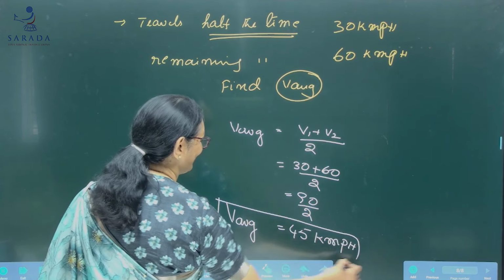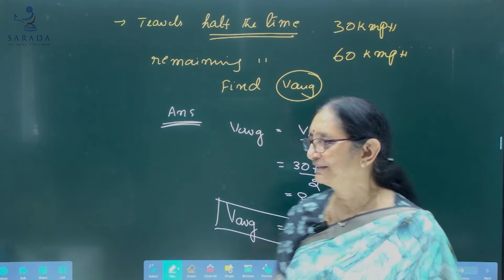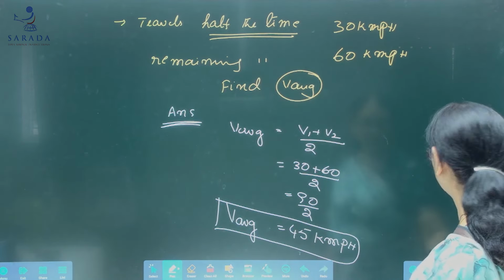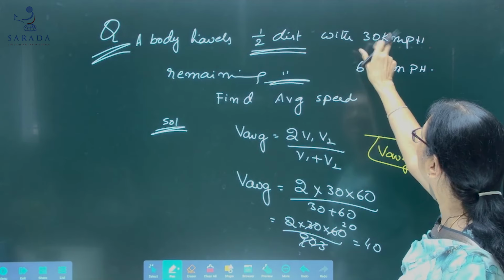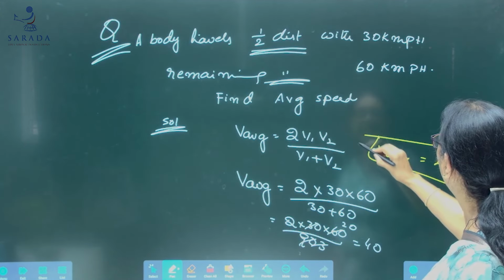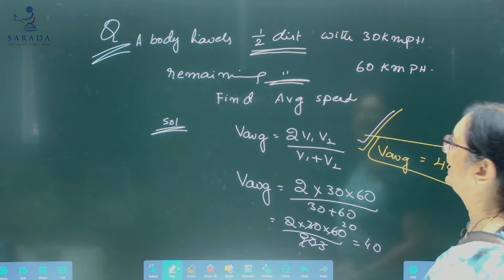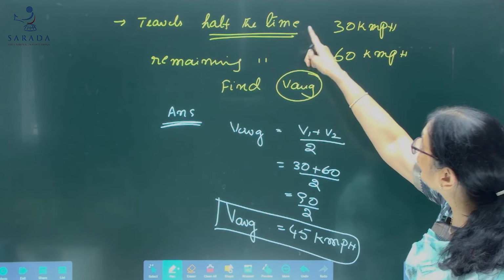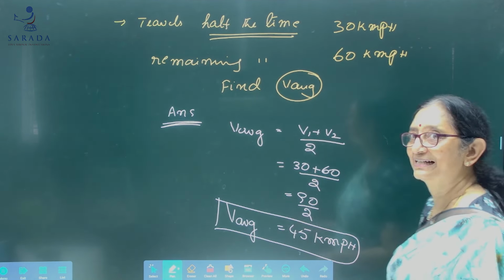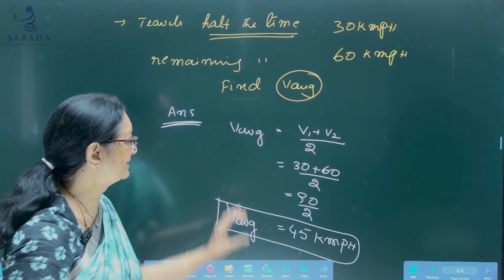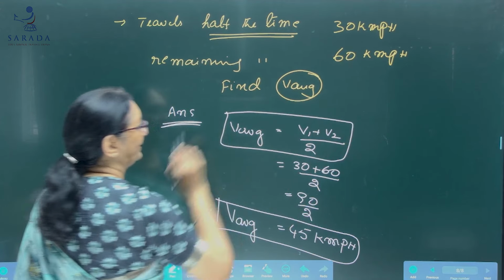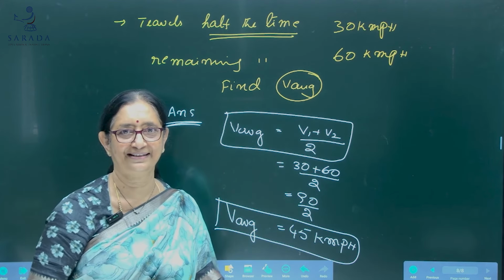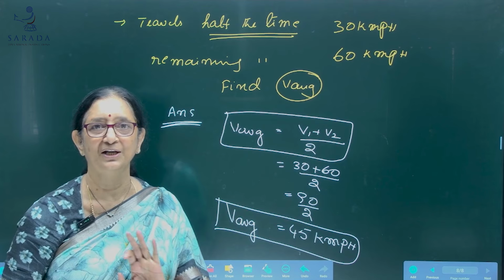How interesting the question is. Do you understand? Here, if it traveled half the distance with 30 and half the distance with 60, the average velocity is 40 km/h. And now, look here, half the time, then average is 45 km/h, because the difference is in the formulae. Is it okay?